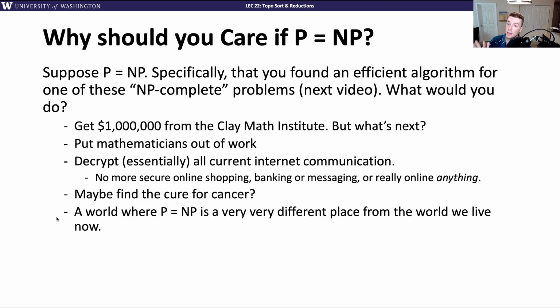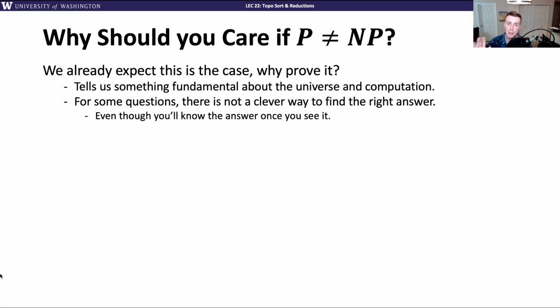The fortunate news is that most of us don't think this is the case. We think it's really unlikely for P to be equal to NP. Most of us think that P is not equal to NP, but if we already expect this to be the case, why do people care about actually proving it? Why do we care about spending a lot of time talking about it, thinking about it, even if we're really, really certain this is going to end up being the final answer?